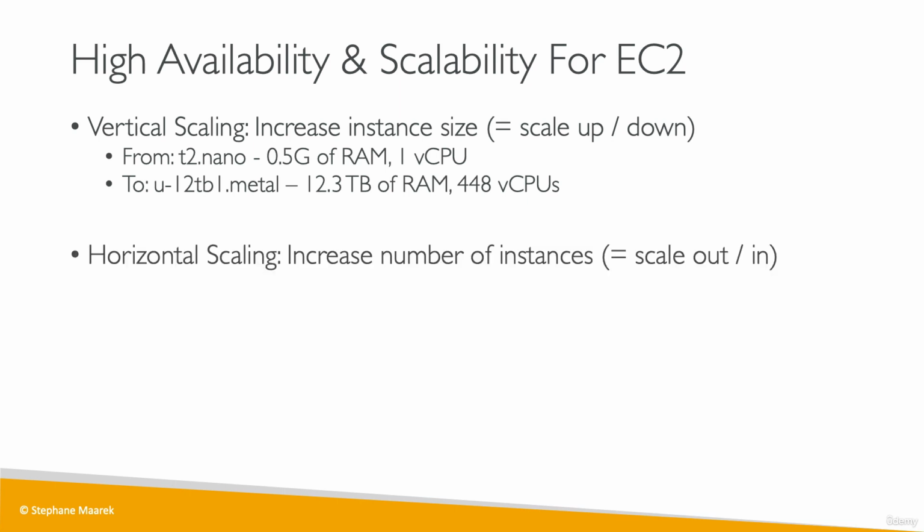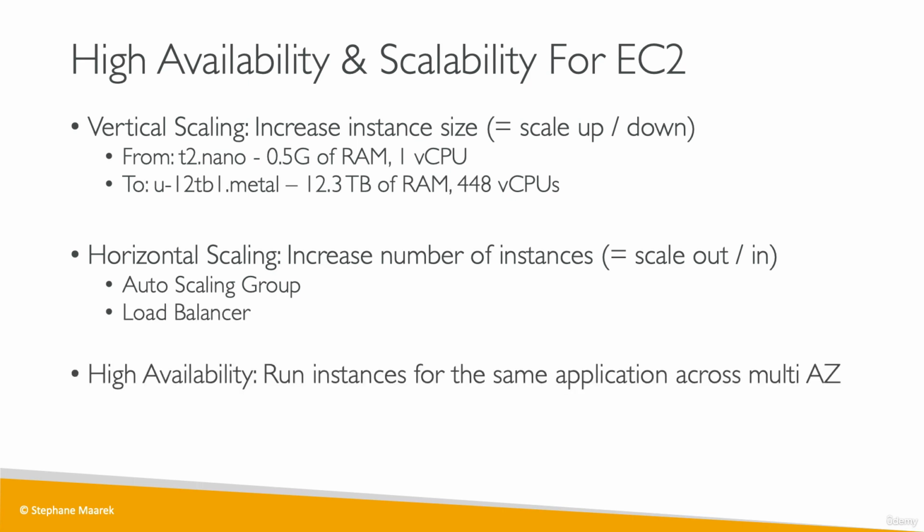Horizontal scaling means you increase the number of instances you have, and in AWS terms, it's called scale out or scale in. Out when you increase the number of instances, in when you decrease the number of instances. And this could be used for auto-scaling groups or load balancers. And then finally, high availability is when you run the same instance of the same application across multiple AZ. And so this is for an auto-scaling group that has multi-AZ enabled or a load balancer that has multi-AZ enabled as well.